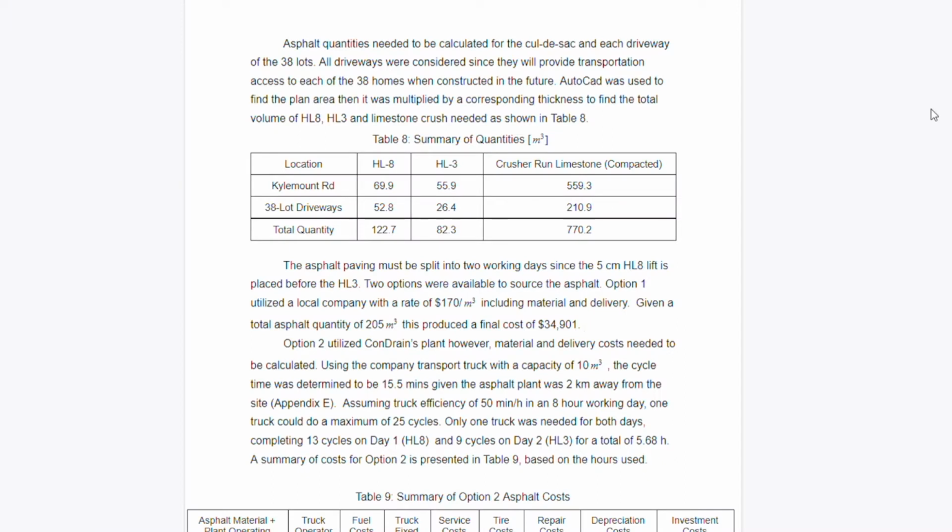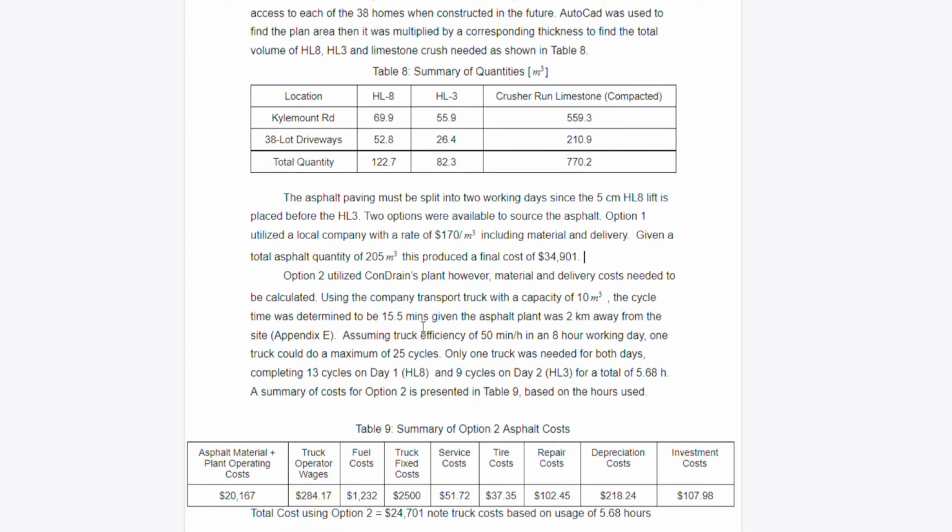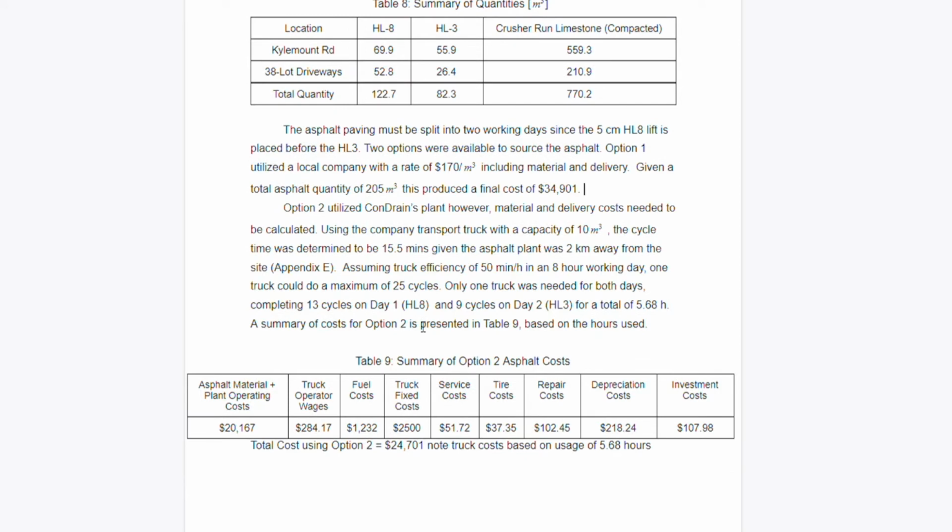Thanks. After concrete operations completed, asphalt could begin. The team multiplied the plan areas of the road by the corresponding thicknesses to obtain a volume quantity. Option 1 produced a total cost of roughly $35,000 given the total quantity of asphalt needed was 205 meters cubed. Option 2, however, utilized Condrain's existing plants, therefore material and delivery costs needed to be calculated.